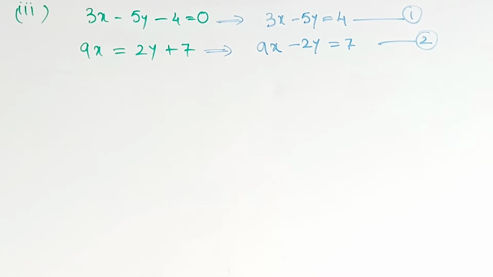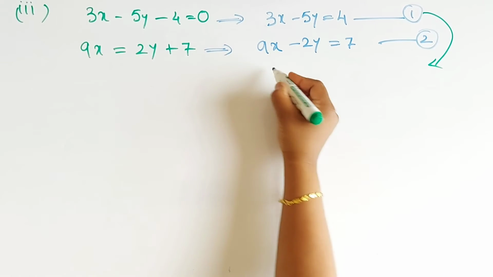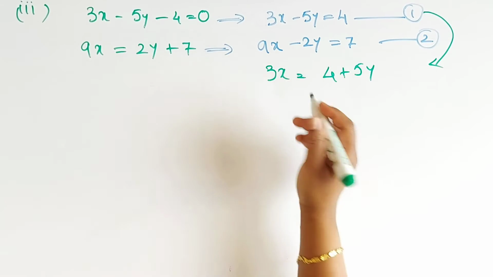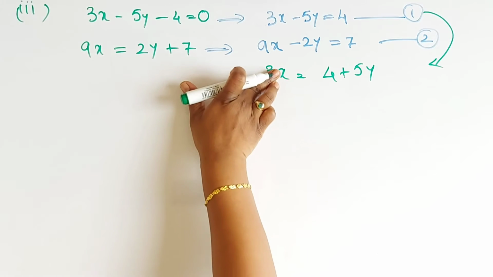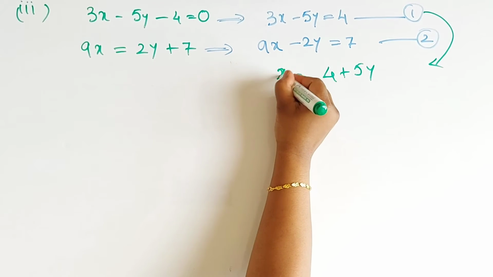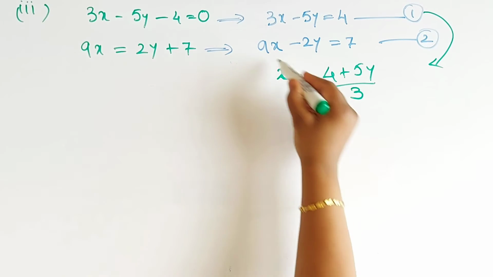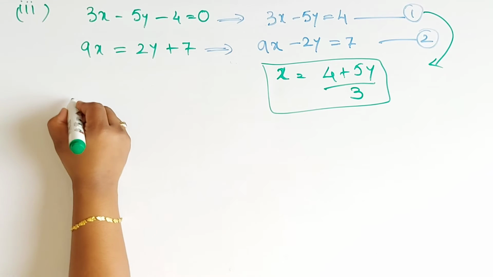Now we'll do the substitution method for the same equations. From the first equation, I can write 3x equal to 4 plus 5y. Correct? This minus 5y will go to the right-hand side. It is 4 plus 5y. But we want only x. Therefore, x equal to, send this 3 also to the right-hand side, divided by 3. Now substitute this value in the second equation.